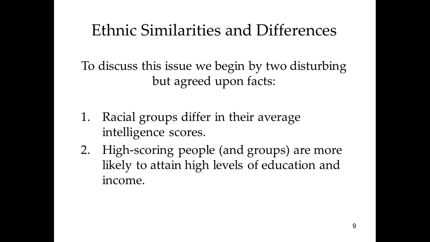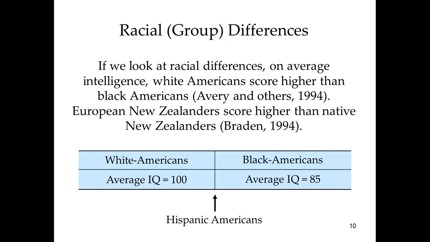We also see, and this is well agreed upon, that people that score high on intelligence tests tend to attain higher levels of education and therefore higher levels of income, especially if they have good social skills. So, let's look at a specific group. We're going to look at white Americans versus black Americans. The average IQ for a white American is 100. The average IQ for a black American is 85.